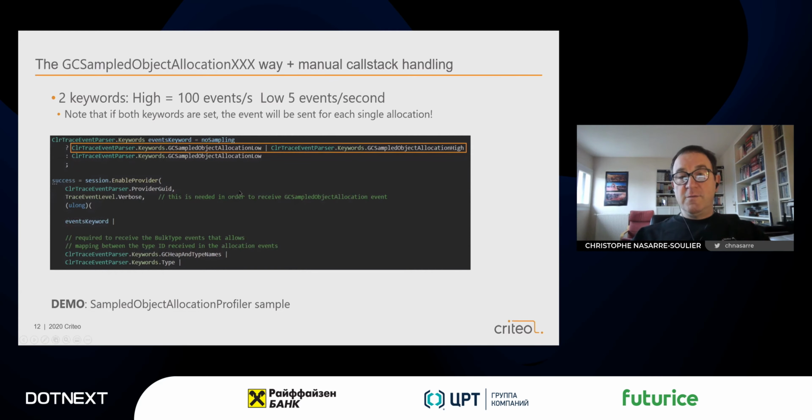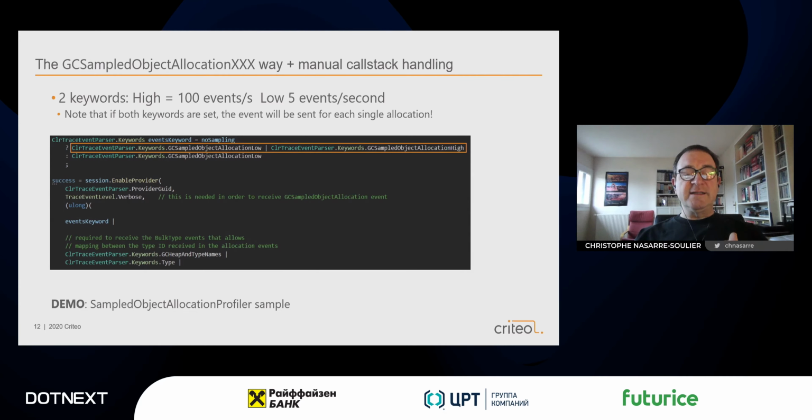Define the keywords that are needed, either the low or the high. Notice that if you ask for the 2 keywords for that provider, you will get an event per allocation. Never do that, okay? Because that would push a lot of pressure on the CLR. What I mean by pushing a lot of pressure is that you will ask the CLR, the GC, to create such event on each allocation, which is very often in a .NET application.